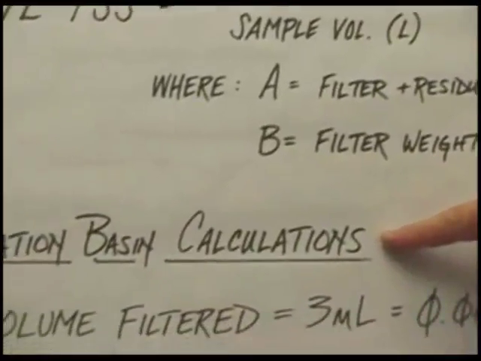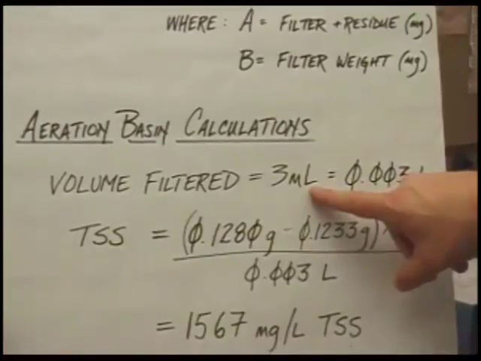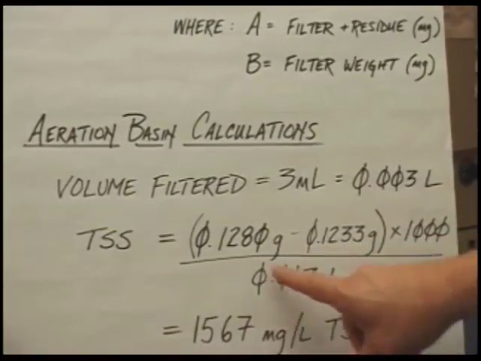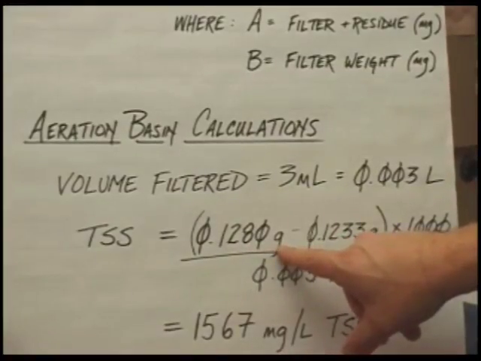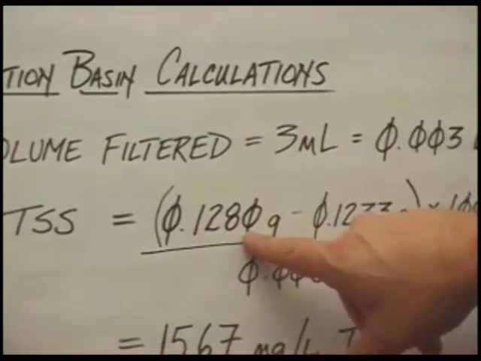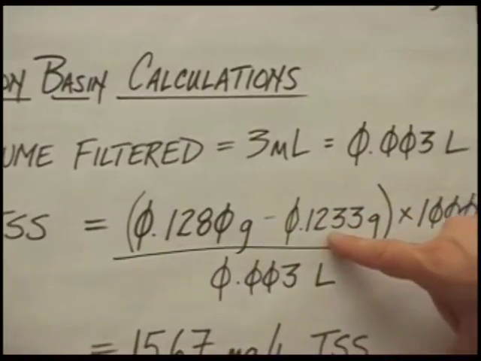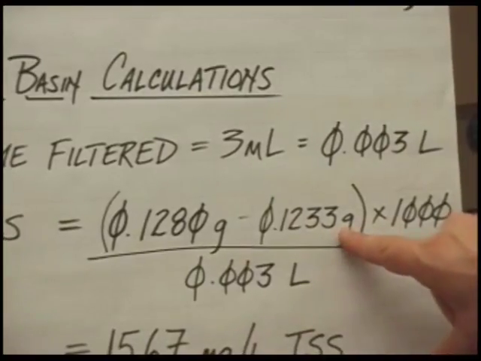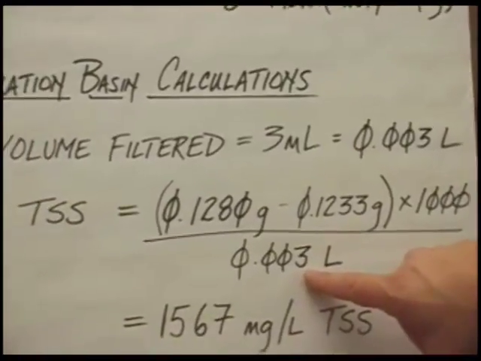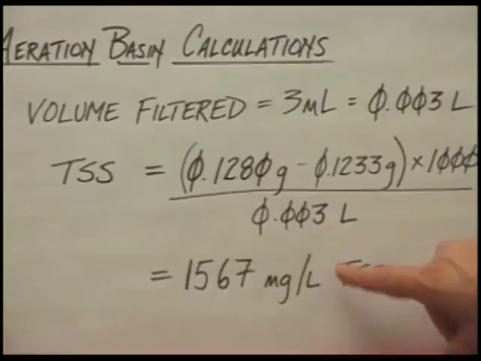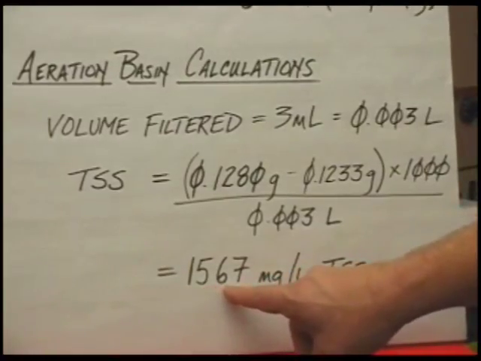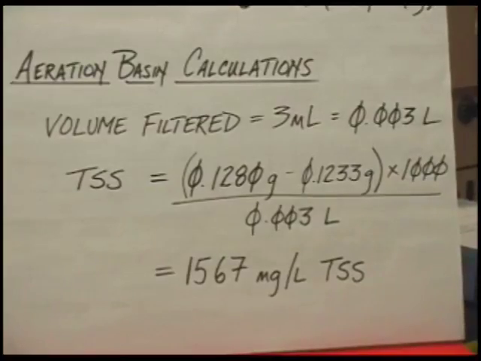In our example for the aeration basin, the volume of sample that we filtered was 3 milliliters, or 0.003 liters. The weights from the balance were 0.1280 grams, or 128 milligrams, after the filtration, and 0.1233 grams, or 123.3 milligrams, before the filtration. Multiplying times 1,000 converts grams to milligrams. We take the difference, divide by 3 milliliters, or 0.003 liters, and we come up with a true gravimetric suspended solids determination of 1,567 milligrams per liter. This value will be used to update the calibration in the TSS Portable instrument.